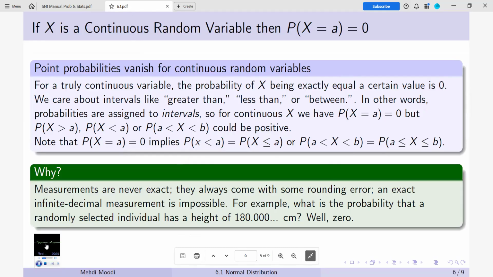In continuous land, a single point has no chance. It's like trying to pause a video at exactly 42.000000 seconds. Nice idea, zero chance. So the probability that x equals exactly a is 0. What matters are ranges. Any range around a has some chance, but the single point does not. Bottom line: points are labels. Intervals carry the weight.